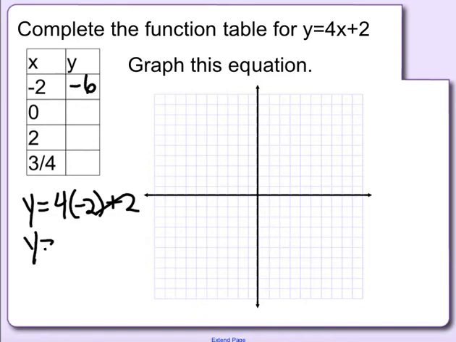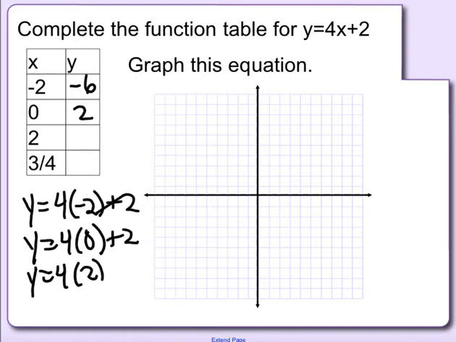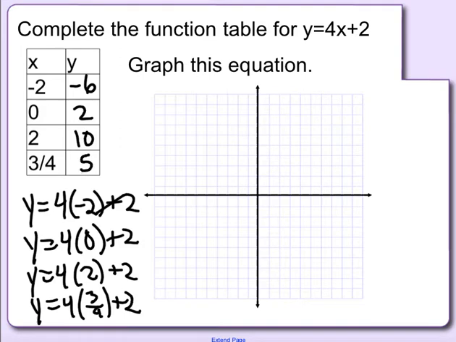We do it again for 0. Y equals 4 times 0 plus 2. So we just get 2. Y equals 4 times 2 plus 2. Well, that's 10. And y equals 4 times 3/4 plus 2, which 4 times 3/4 is 3, plus 2 is 5.